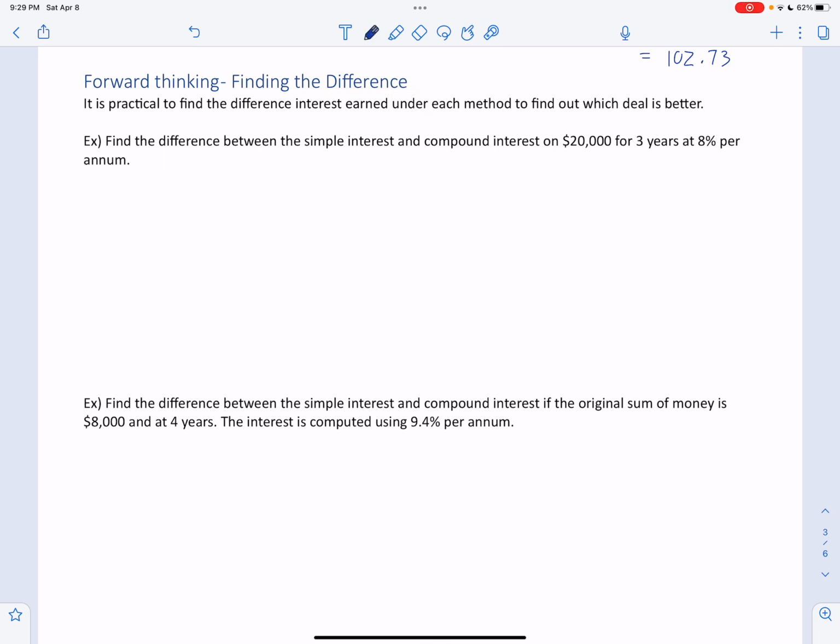All right, and the key point of this unit is to find the difference between compound and simple. Okay, so find the difference between the simple interest and the compound interest on $20,000 for 3 years at 8% per annum. Okay, so I want you to be very clear what you're looking for. I am looking for the difference in interest. Okay, so step 1, I have to figure out my compound interest.